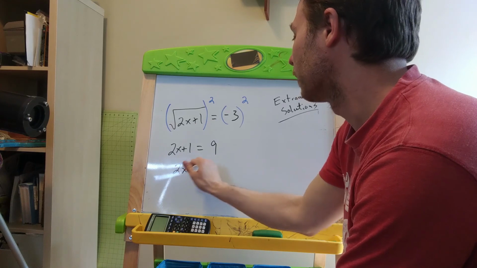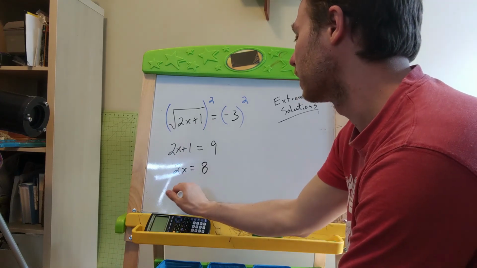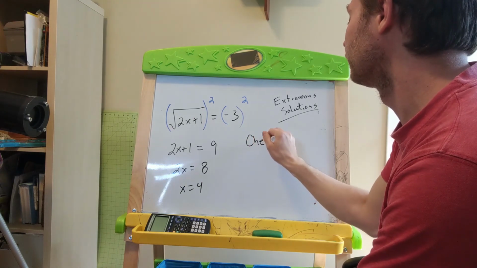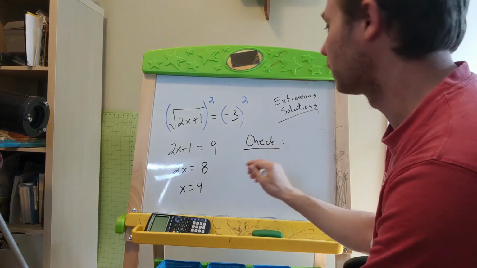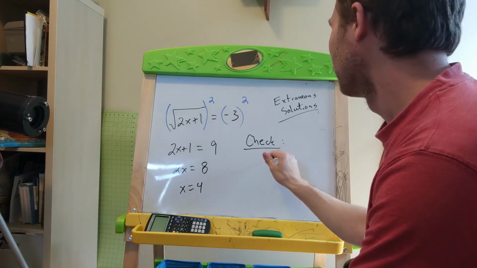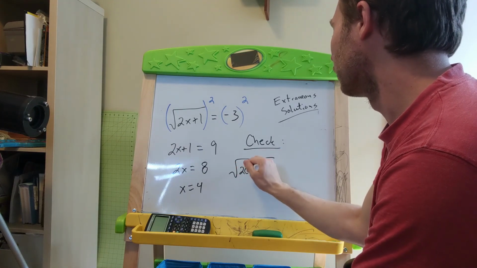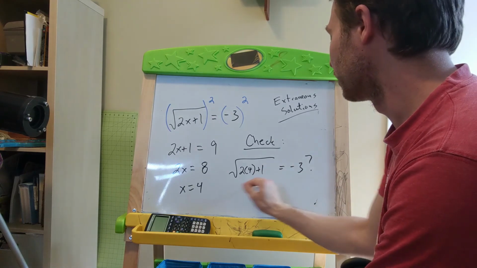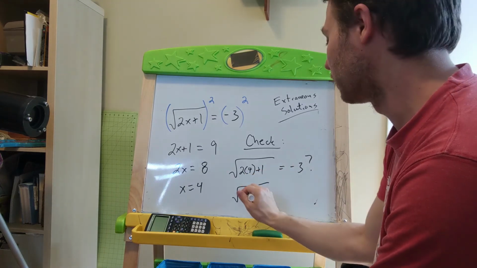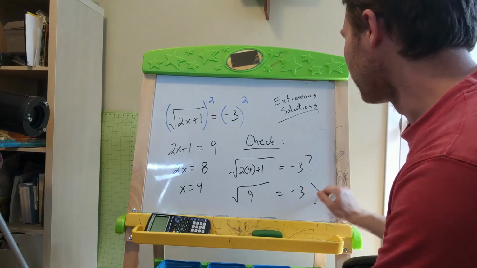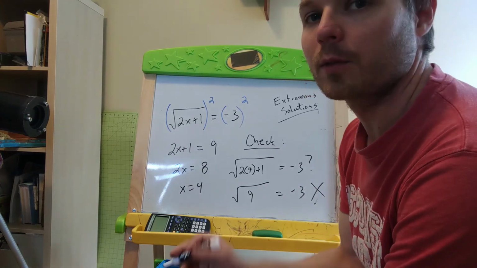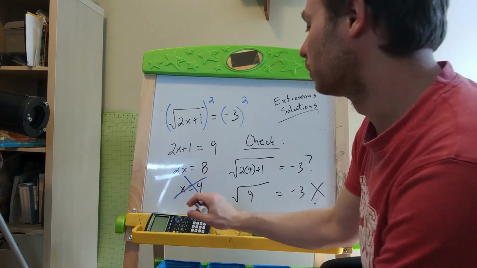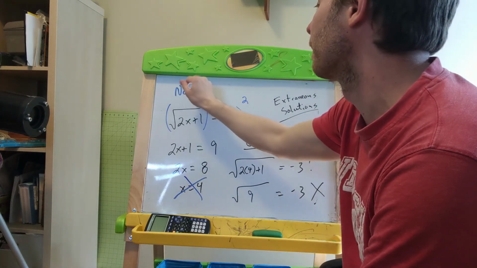We'll get an answer, right? I'll subtract 1 and get 8, and then divide by 2 and get x equals 4. So that looks like an answer, but when I go over here to check it, that's when I'm going to catch it. I'm going to get the square root of 2 times 4 plus 1. Is that equal to negative 3? That's the square root of 8 plus 1, so the square root of 9. And this is not true. The square root of 9 is not equal to negative 3, it's equal to positive 3. And so that tells us that this is an extraneous solution, so this one actually has no solution.